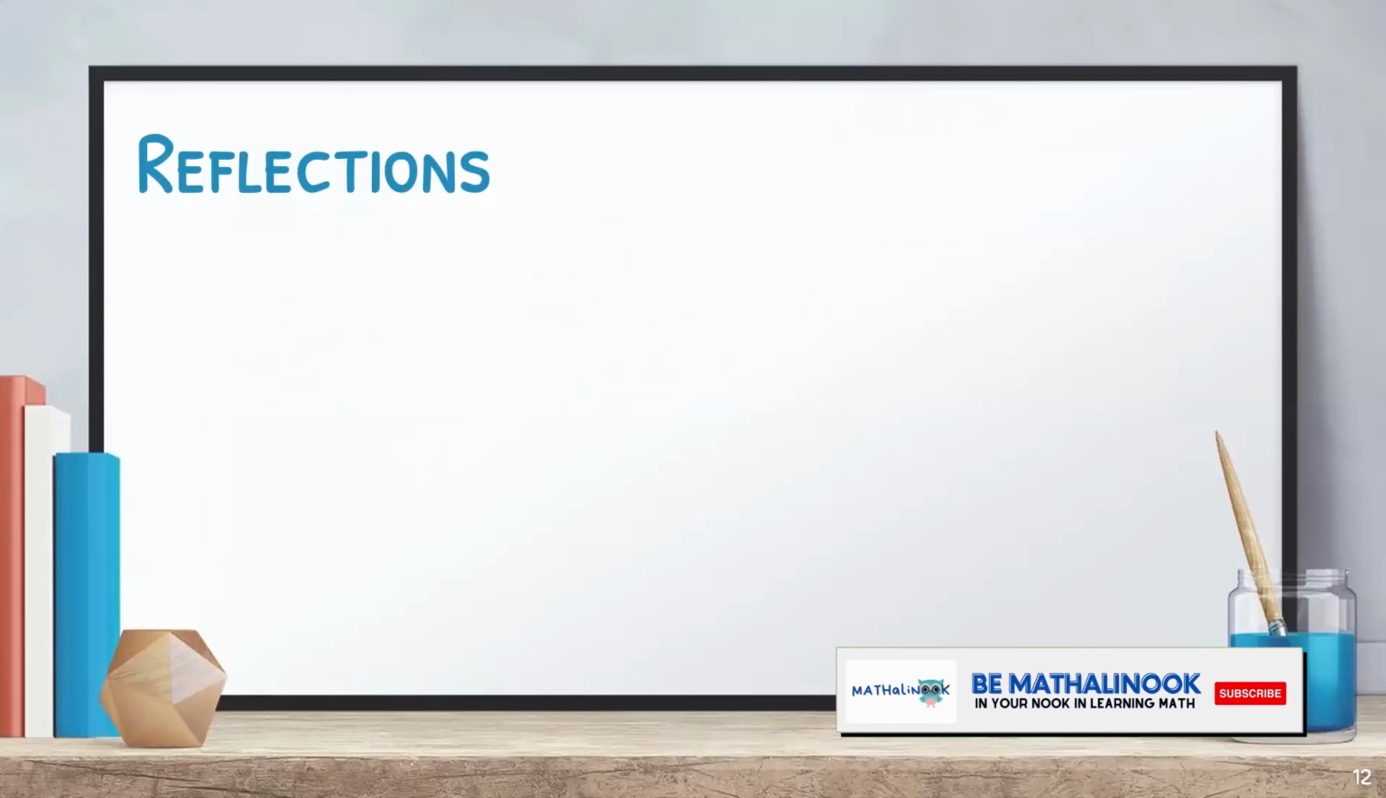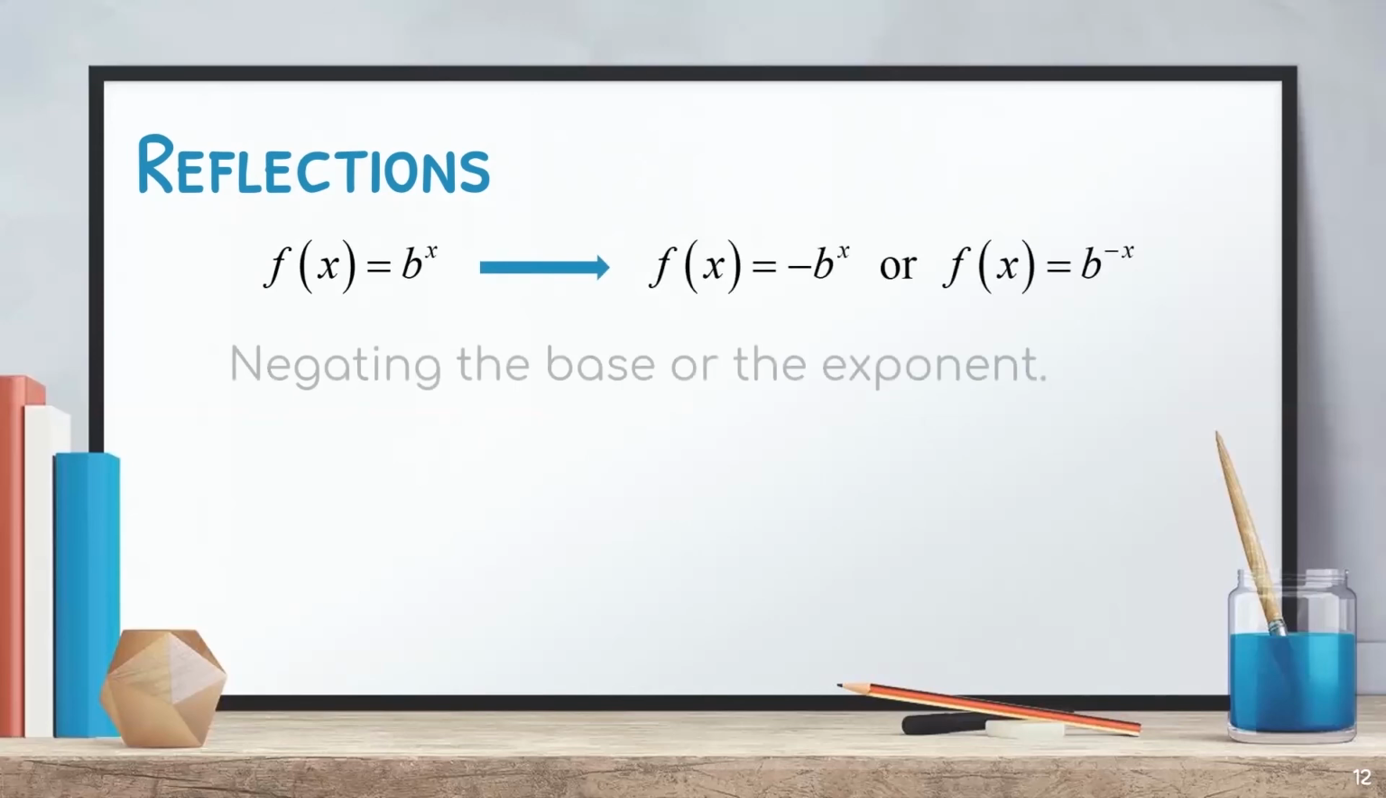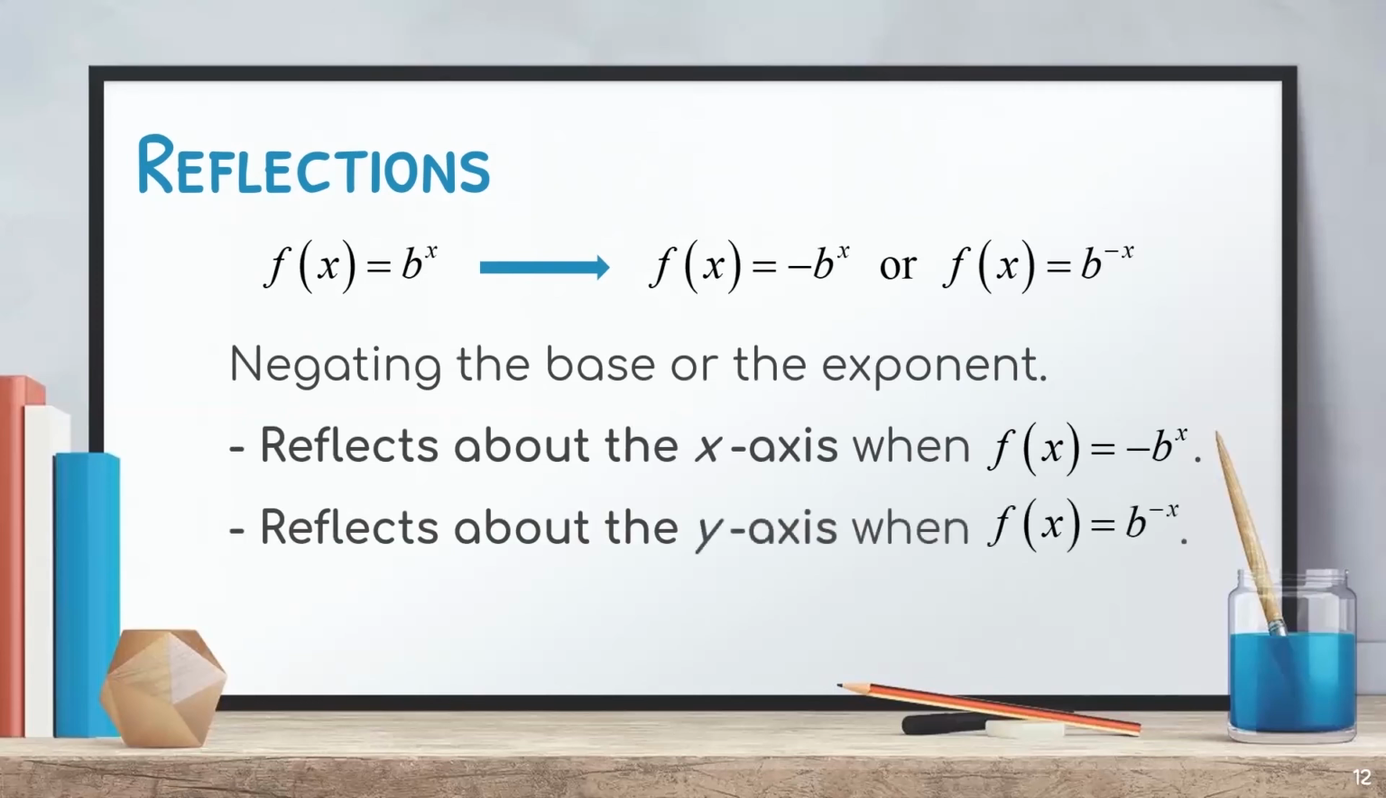The transformation that happened to the graphs earlier is called reflection. This happens when the base or the exponent is negated. When the base is negated, the reflection is about the x-axis. But when the exponent is negated, the reflection is about the y-axis.